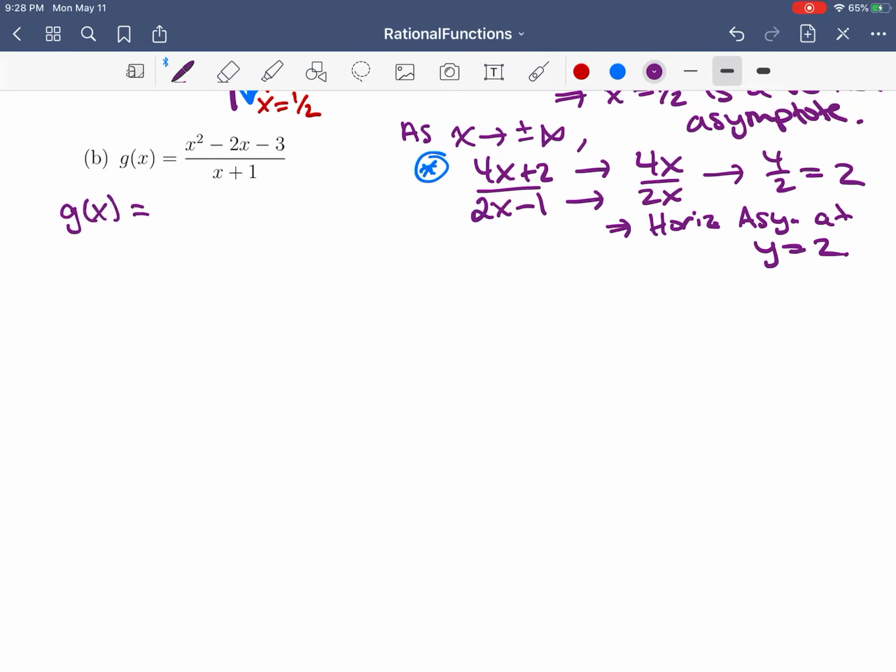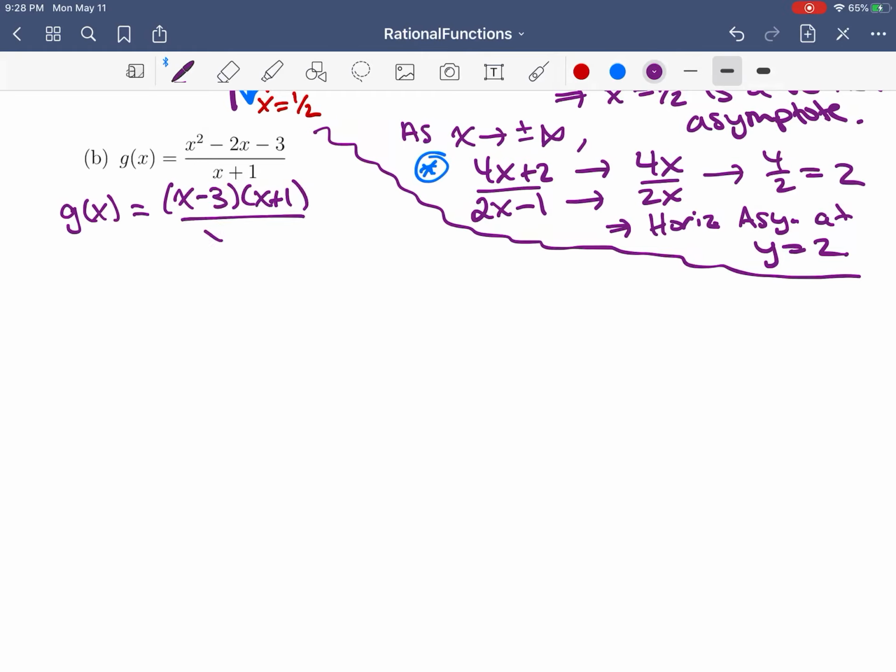So first I'm going to simplify a bit, but not fully. Let's just make sure we don't run into that. So I want to factor x squared minus 2x minus 3. So I want two numbers that multiply to give negative 3 and add to give negative 2. So that's going to be negative 3, positive 1. So this is going to factor as x minus 3 times x plus 1 over x plus 1.